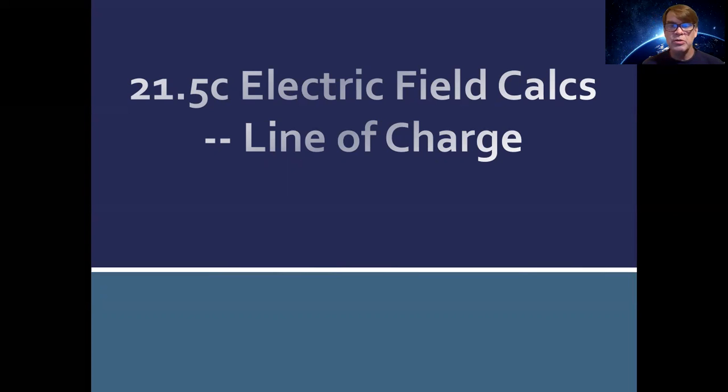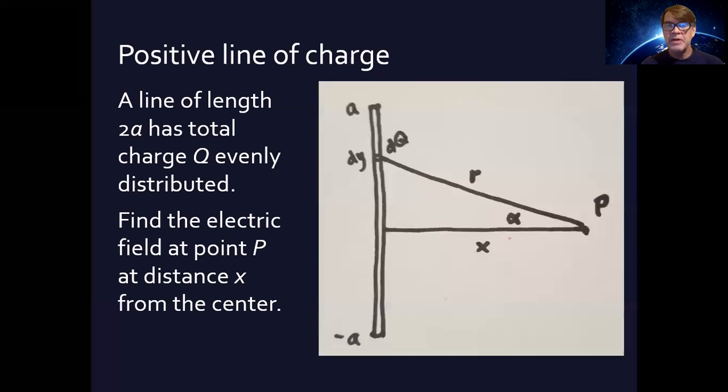And in this video, we want to do an example, I think it's example 21.11, of a line of charge. So you've got a line here, a line of length 2a. I didn't draw it perfectly. This point is supposed to be the midway point, so this is supposed to be 0, and then negative a and positive a in terms of distance, right?